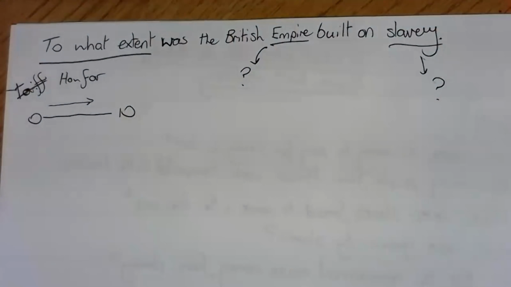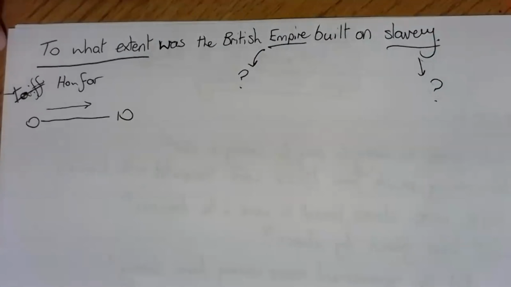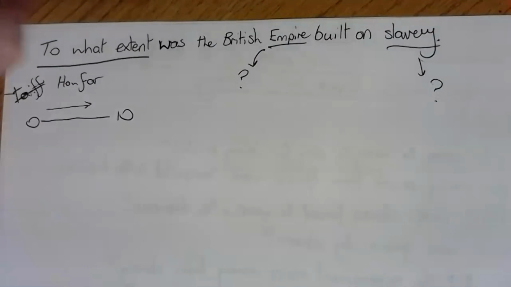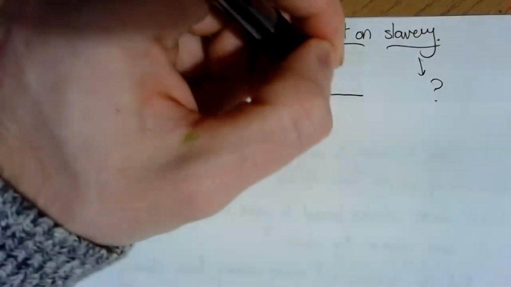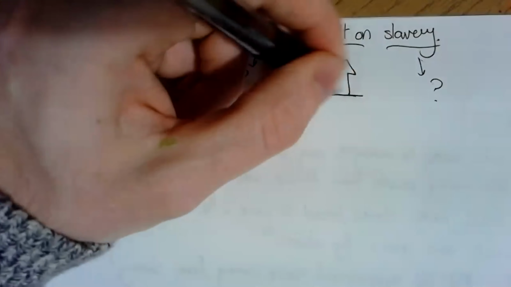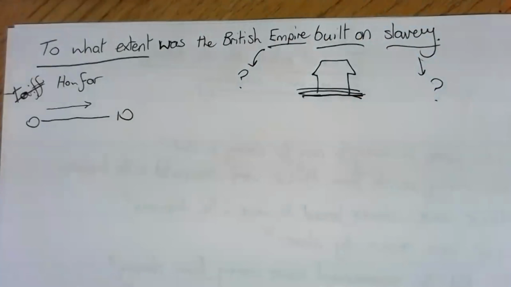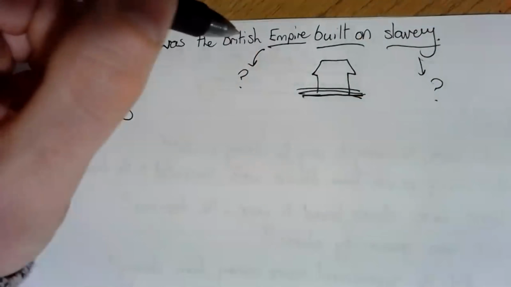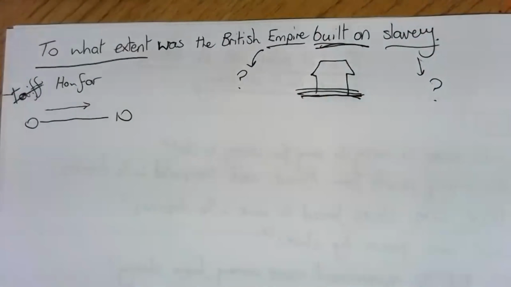Slavery, what's slavery? Define those two keywords for me. Well, British Empire, when one country controls or owns another country. Slavery, when one person is owned and controlled by another. Built on, so built on, if I build a house, it's built on the ground, okay? So what we're looking at is, how far is the British Empire built on slavery? In other words, how far did the British Empire benefit from slavery?